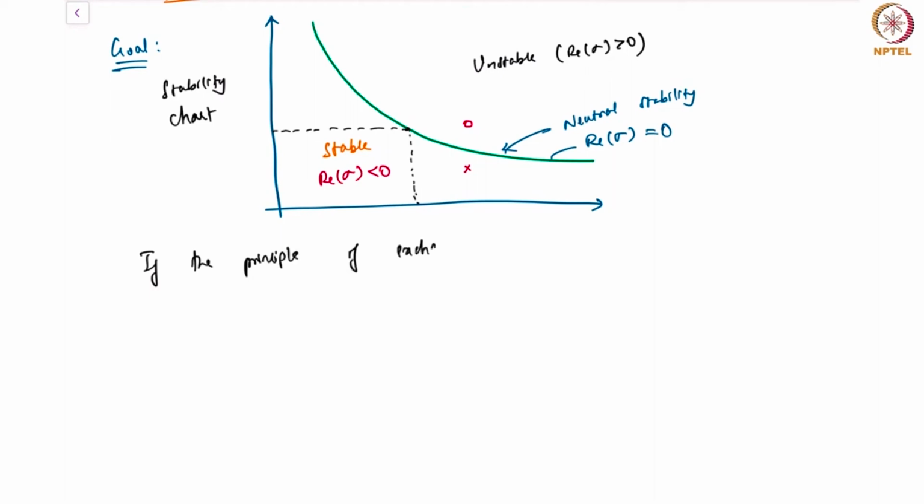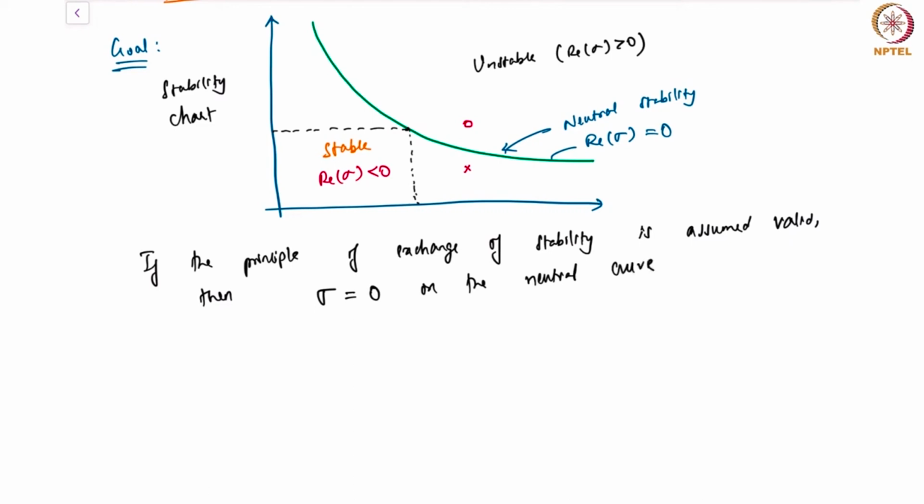So if the principle of exchange of stability is assumed valid, then sigma is equal to 0 on the neutral curve. What does it mean? It means that on this neutral curve the solution is not growing or decaying, correct? But at the same time, that's not enough to just say that the principle of exchange of stability is valid.